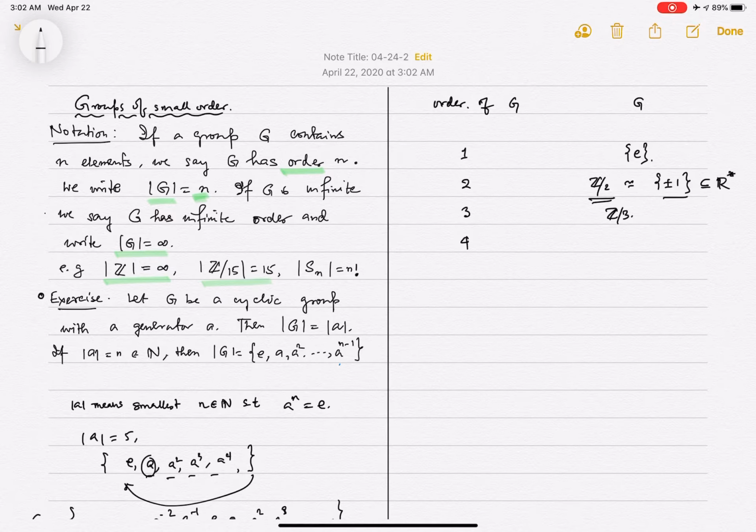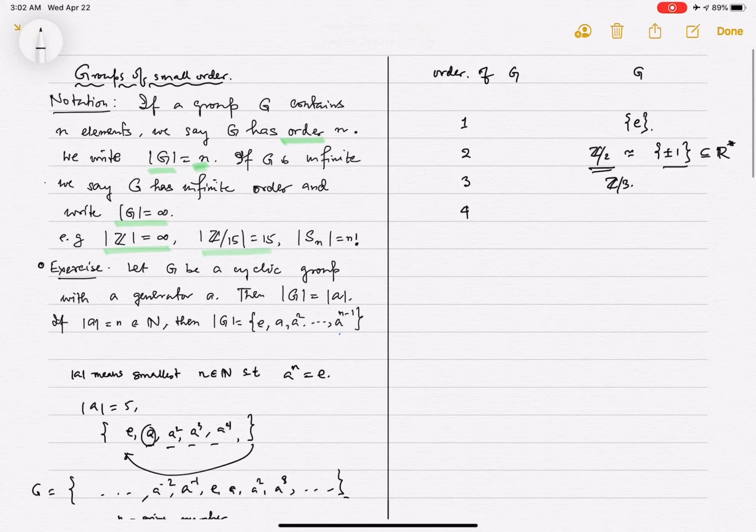In order 4, you first time see two different isomorphism types of groups. You have Z mod 2 cross Z mod 2, or you have Z mod 4. And I claim these are not isomorphic. That's because every element here has order 2, whereas this has order 1. Sorry, the identity has order 1, and the other three elements, they all have order 2. Whereas this one contains a thing called 1, which has order 4.